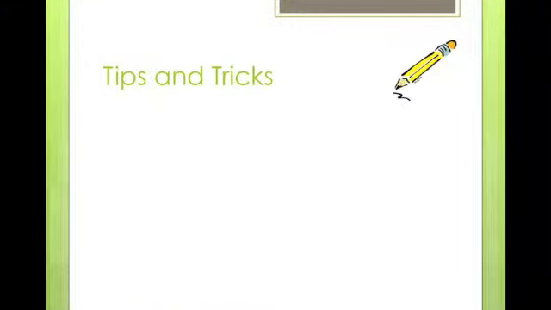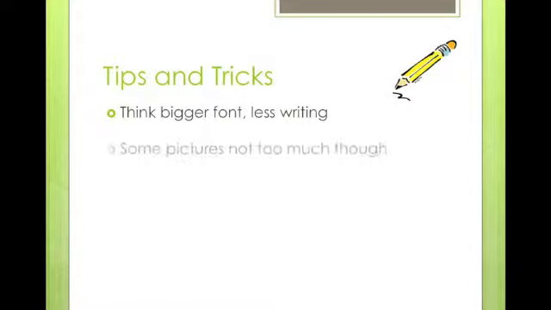Tips and tricks for presentations during speeches. Think bigger font, less writing. If I'm sitting way at the back of the room, I need to be able to see what it is that you're doing or what you're talking about. Also, think about the color of your font choice. If you're using a white background, black looks good. A lot of colors look good, but yellow, like a bright yellow on a white background, is impossible to read. So really take a look at that and make sure that even the person at the back of the classroom is going to be able to see it.